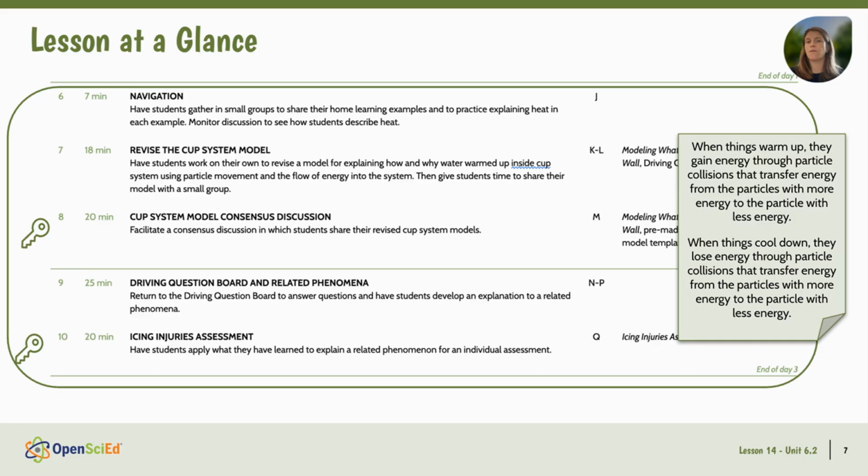From all of this, we figure out that when things warm up, they gain energy through particle collisions that transfer energy from the particles with more energy to the particles with less energy. And when things cool down, they lose energy through particle collisions that transfer energy from the particles with more energy to the particles with less energy.